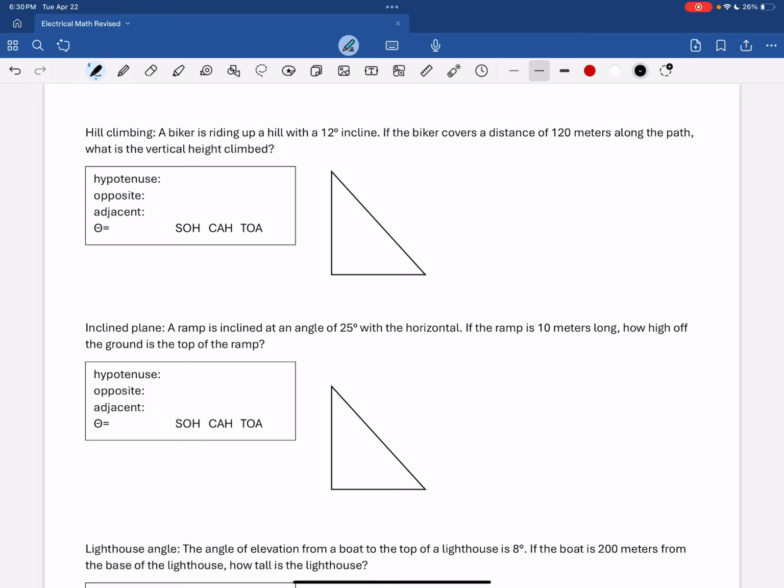Page 89, hill climbing. A biker is riding up a hill with a 12-degree incline. If the biker covers a distance of 120 meters along that path, what is the vertical height climbed?